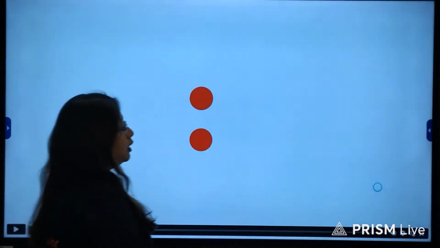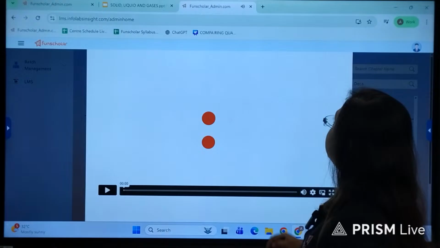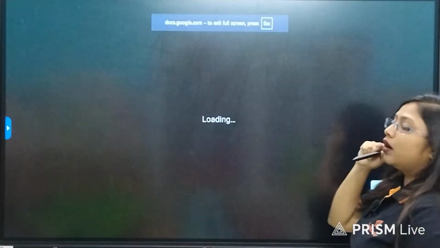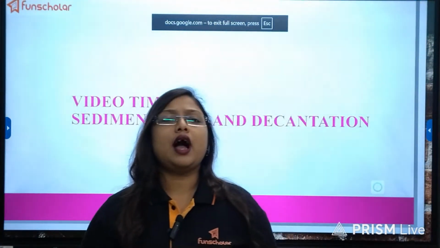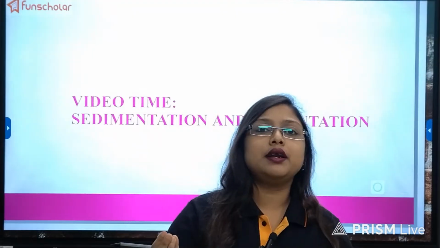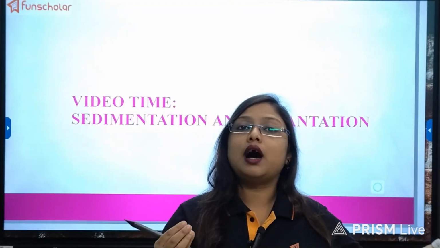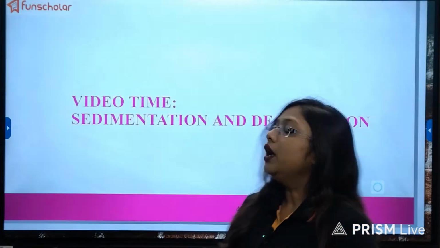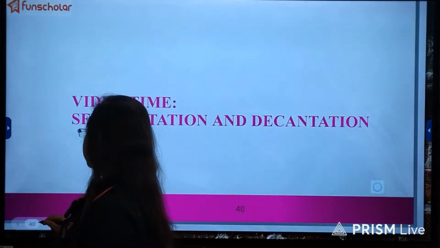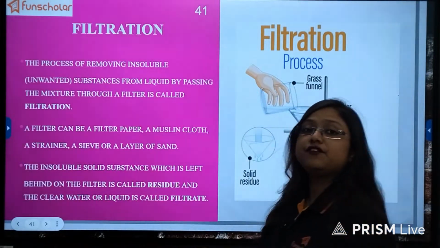So we have seen how sedimentation and decantation actually occurred here, and then there is a question of how that kid will separate that slightly muddy water and get that mud out of that water. Okay, so here comes, just like they say in the slide, another process, that is filtration.